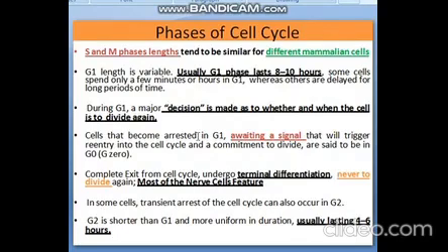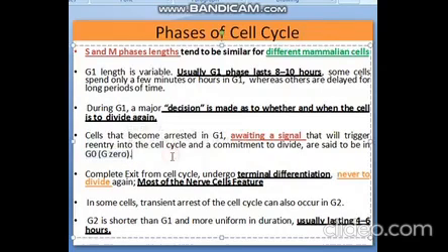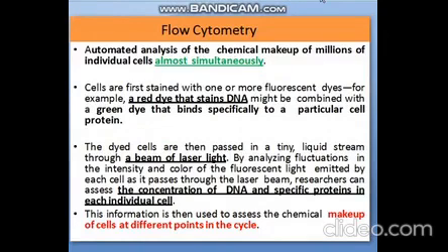So there is no signal. If there is no signal for the cells to divide, they will always be called G0. So they are never going to divide, especially the nerve cells, they are always.